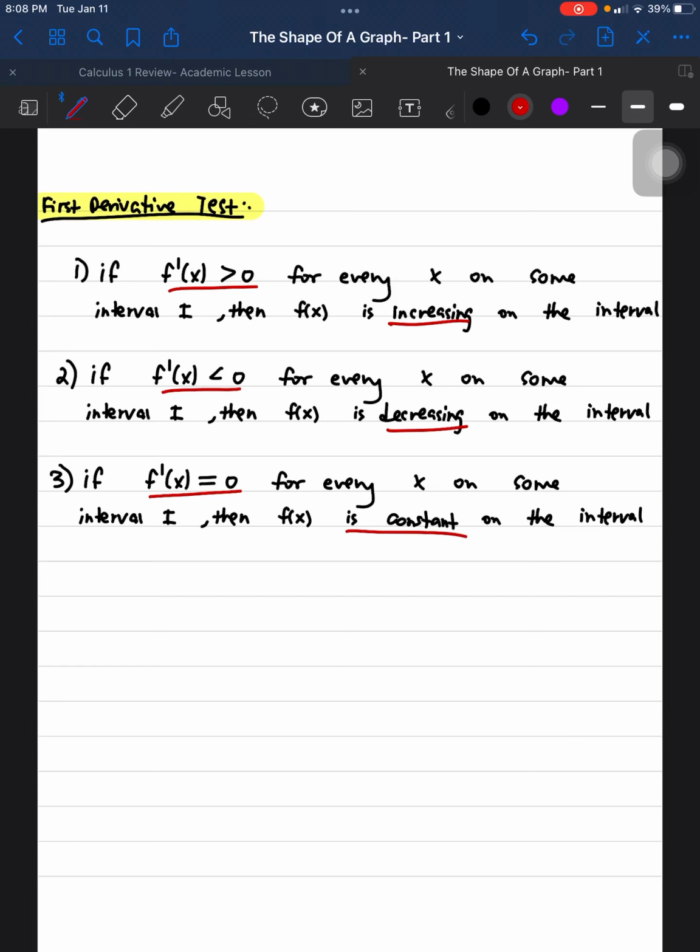And the first derivative test says that if f prime of x is greater than 0 for every x on some interval I, then f of x is increasing on that interval. The second statement says that if f prime of x is less than 0 for every x on some interval I, then f of x is decreasing on that interval. The third statement says that if f prime of x is equal to 0 for every x on some interval I, then f of x is constant on that interval.